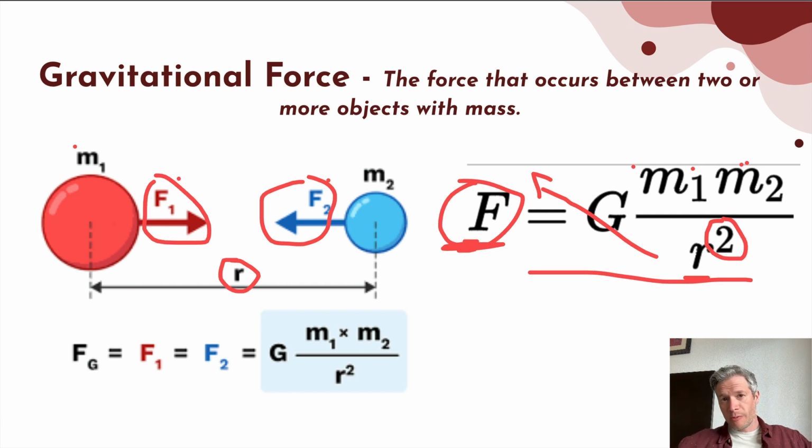So the farther apart we make these things, the less gravitational force they feel exponentially. The closer they are, the smaller our R value gets, the larger this fraction becomes, the greater the force they feel. Okay, so this is a really good question.